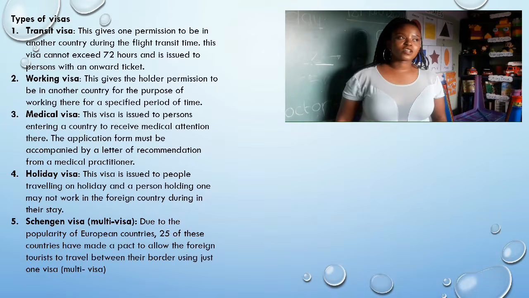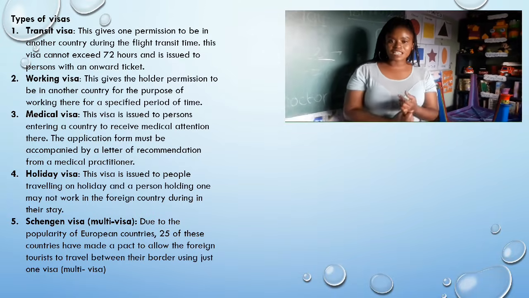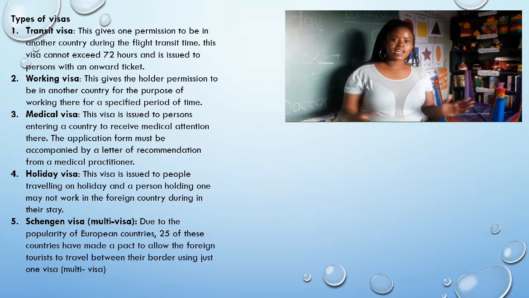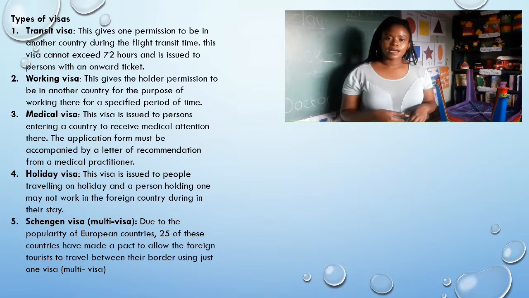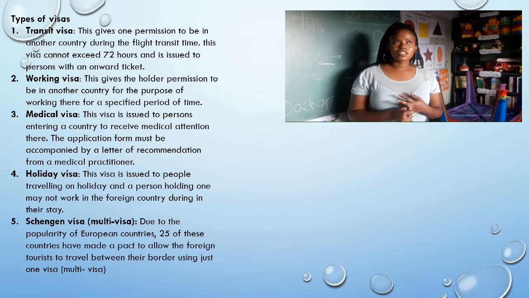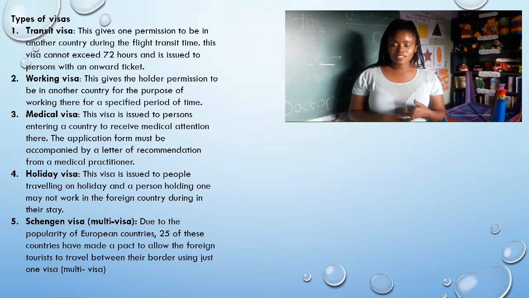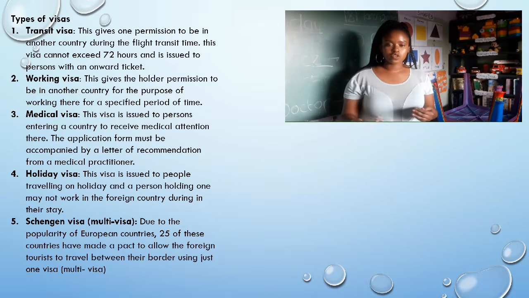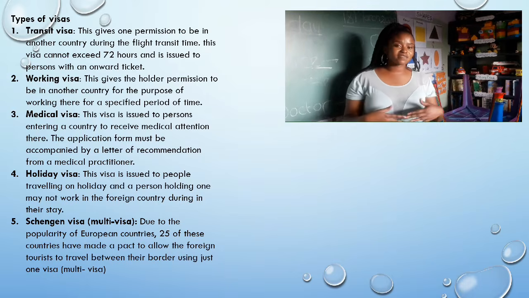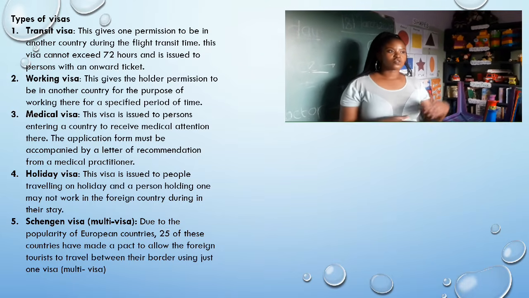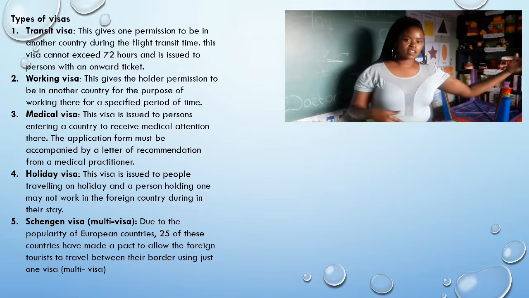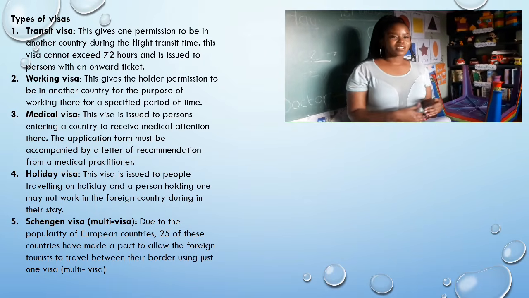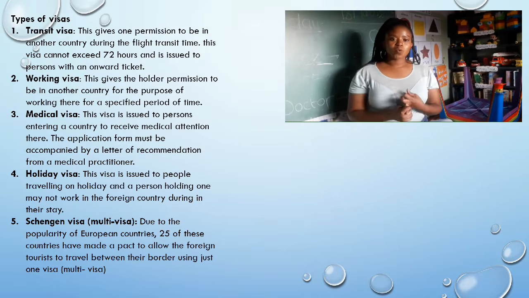We have different types of visas. We have a transit visa, which is a visa during a transit flight time. This visa cannot exceed 72 hours, and you have to have an onward flight ticket. So if you are on a connecting flight from here to Hong Kong, and then from Hong Kong to another country, you get a visa for Hong Kong, for example, but it's not more than 72 hours.